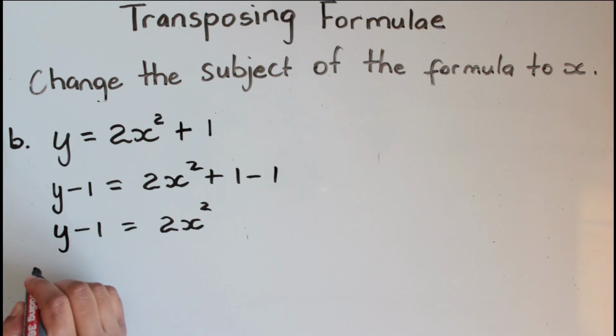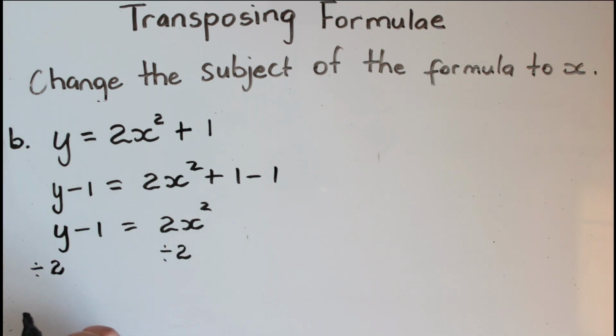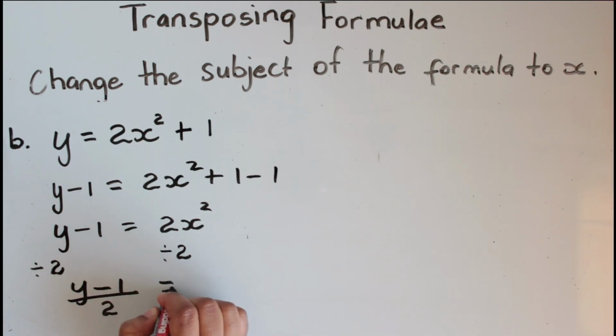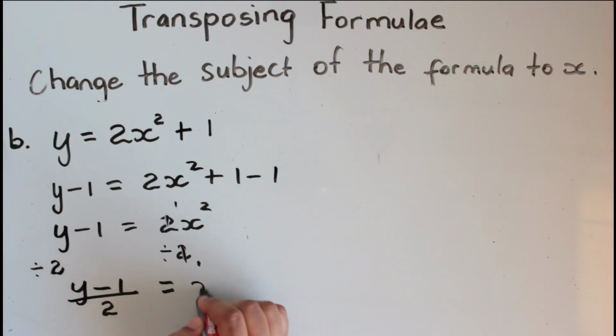I divide both sides of the equation by 2. So I write divide by 2, I write divide by 2. Now I'm left with, on my left, y minus 1 all over 2, because everything is being divided by 2, equals this 2 divided by this 2, which gives me 1. So I'm left with x squared. Very close, but still not there. I need to get this x by itself.